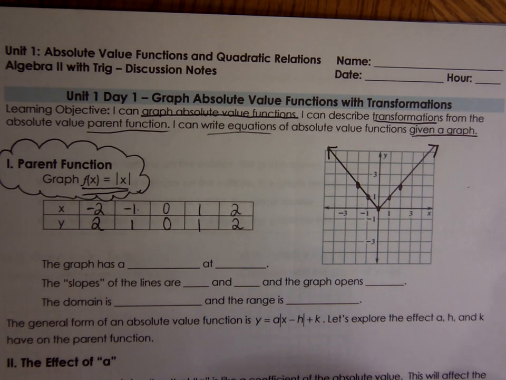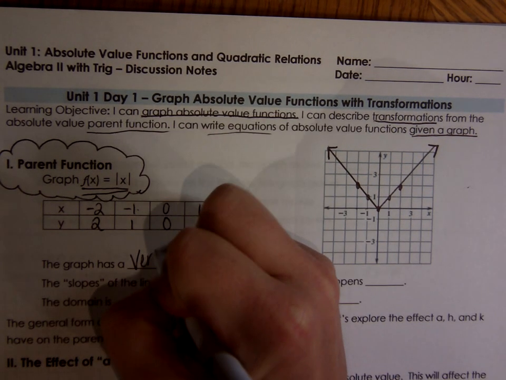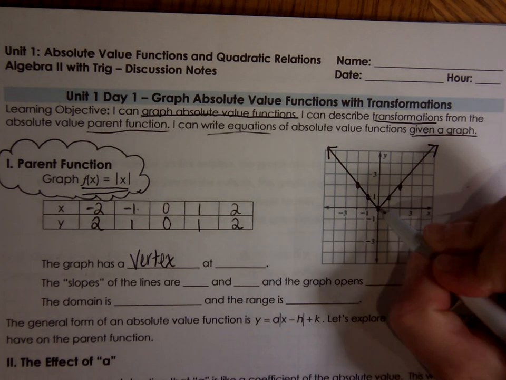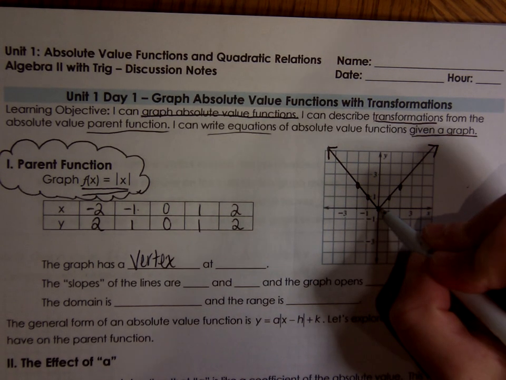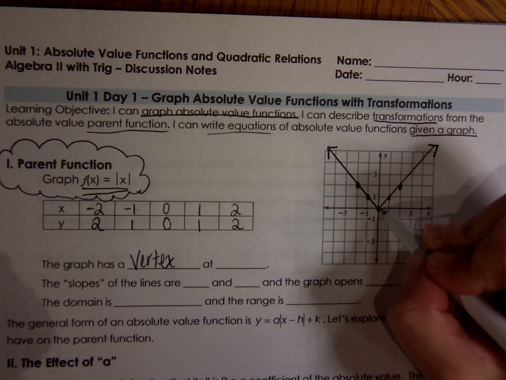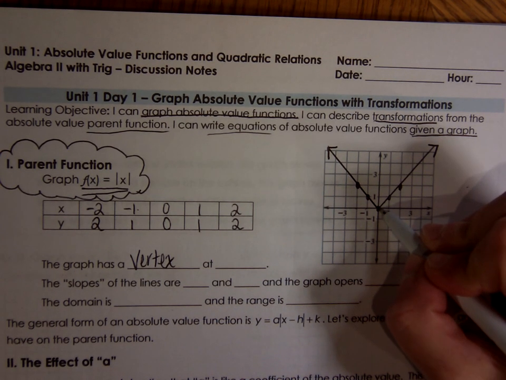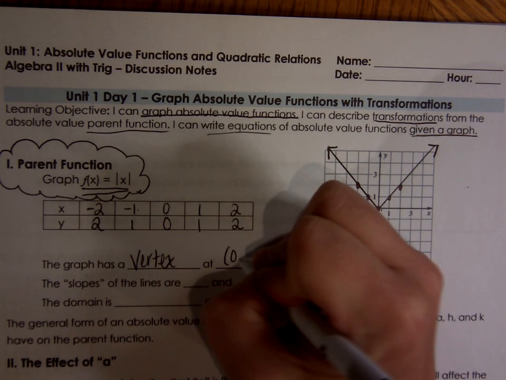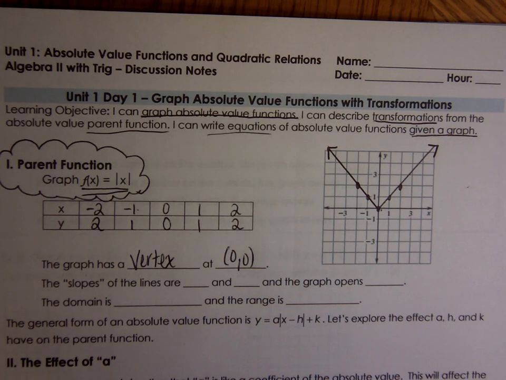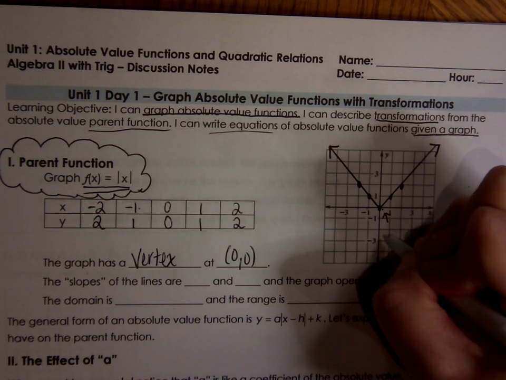And this graph has a vertex, which is that bottommost point or that topmost point. It's our maximum or minimum of a function. And in this case, it has a vertex that is located at 0, 0. So this is known as our vertex.